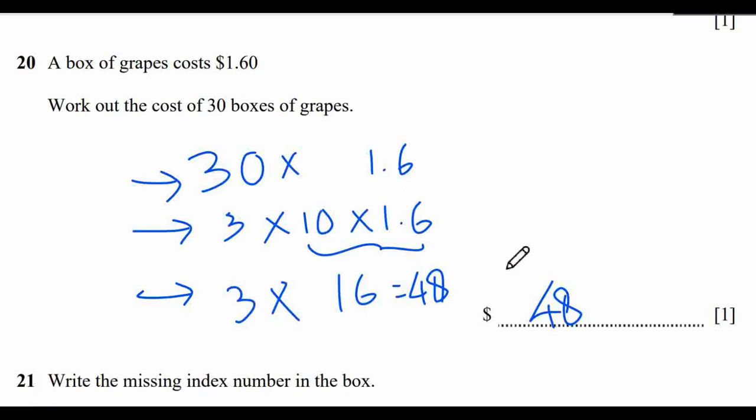So it will be $48. 1 box is 1.6, so 30 boxes is 30 times 1.6. So 3 times 10 is 30. We split this out as we want to, multiplying 10 by 1.6 to eliminate the decimal. 10 times 1.6 is 16. Now we have 3 times 16, that is 48. So it's $48. Next, 21.